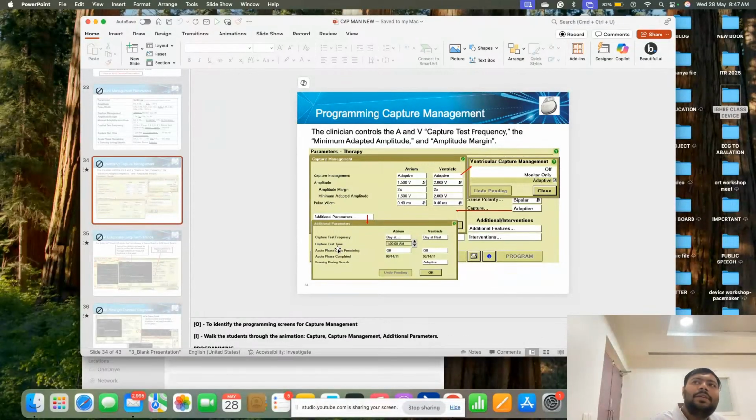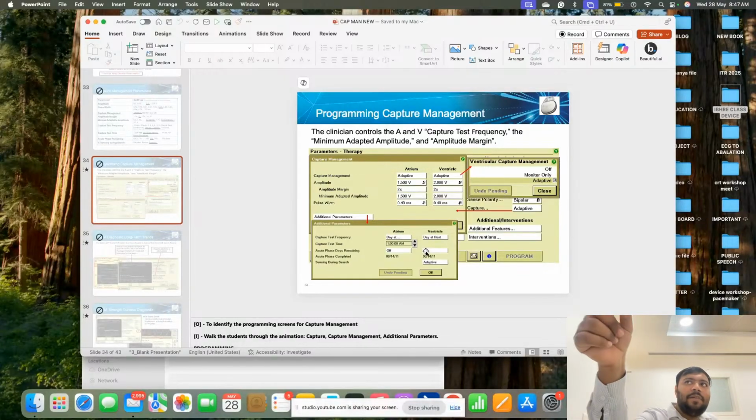Another thing is the acute phase days remaining. Some people will say that after implanting a Medtronic device, after 1 month the threshold is only 0.5, but the device is still at 3.5. It is not adapting, even with automatic adapt turned on. The possible reason is that acute phase days remaining is turned on. So what will happen?